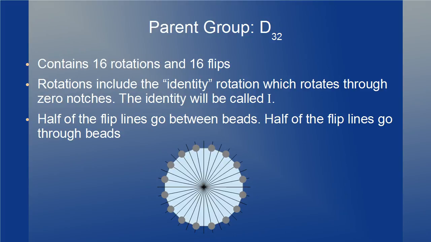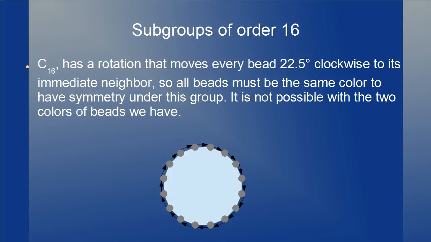We note that our bracelet cannot have symmetry under the dihedral group of order 32, since it has moves that send any given bead into any other given bead, and therefore all beads must be the same color for symmetry under this group. Moving on to subgroups of order 16, let's start with the cyclic group. It has a rotation of 22.5 degrees clockwise that moves every bead to its immediate neighbor. Therefore, every bead must be the same color in order to have symmetry under this subgroup.